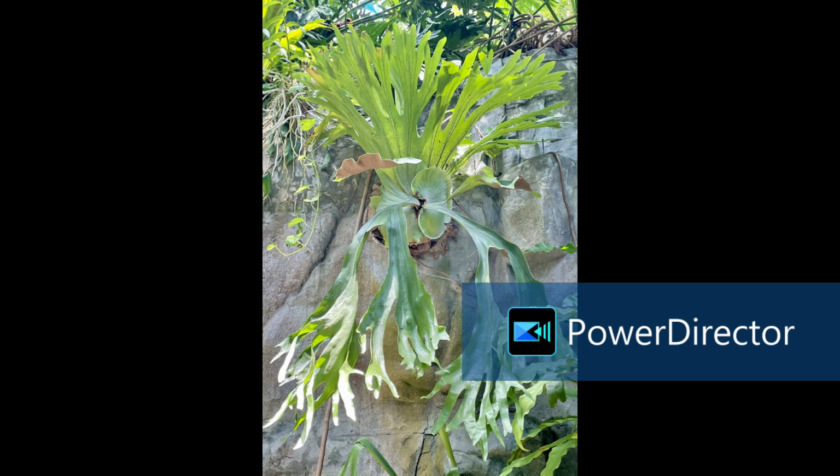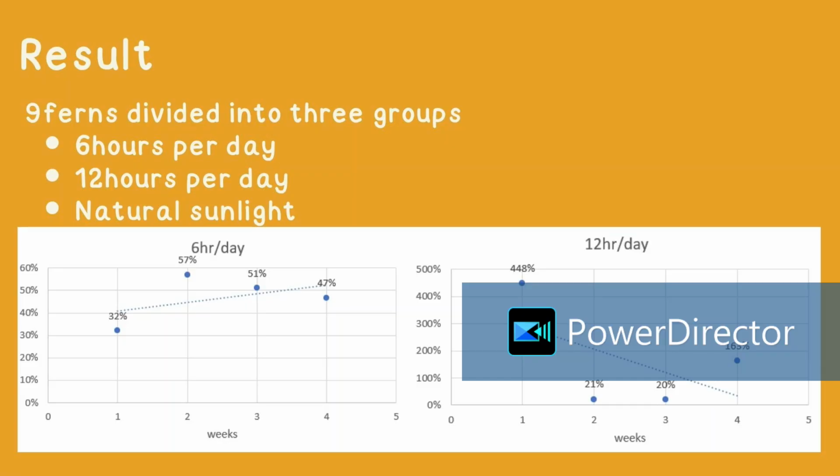So the next part, I will be presenting our findings on how daily light exposure affects the growth rate of silver staghorn fern. We compared 3 light conditions: 6 hours of artificial light per day, 12 hours of artificial light per day, and natural sunlight. Over 5 weeks, we checked growth rate to identify the most effective photoperiod for cultivation.